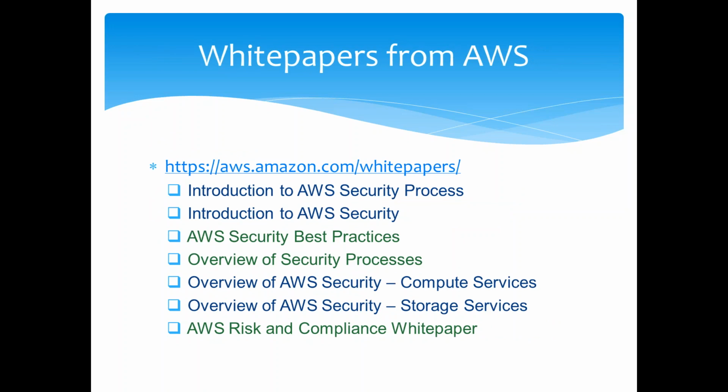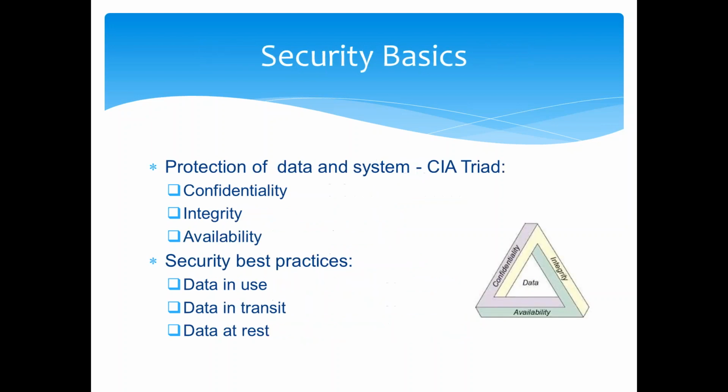And speaking about white papers, there are a few white papers that are very specific to security listed here in this slide. There are three different white papers highlighted in green, and they are very important. I think we should read them before sitting the exam. They are the AWS Security Best Practices, the Overview of Security Processes, and also the AWS Risk and Compliance White Paper. All these three are very well written, and we need to know the content of these white papers before we go into the exam.